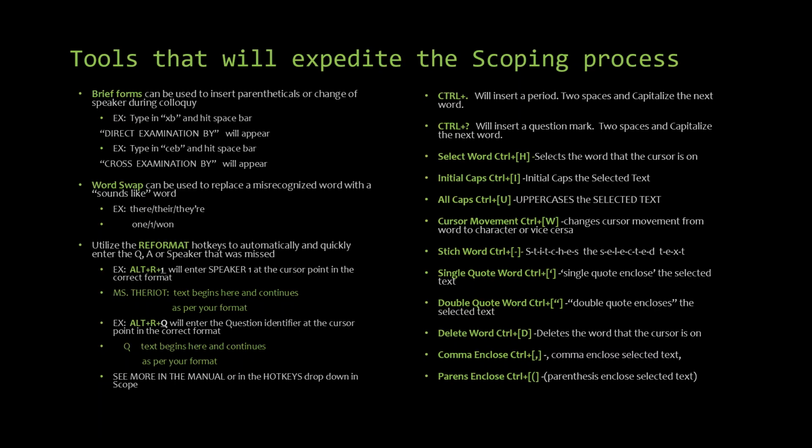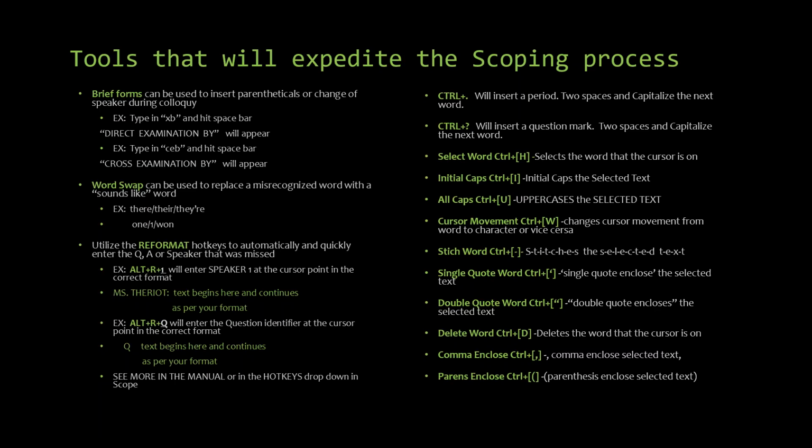Control the cursor movement. That's really neat. I prefer to move by character. So if I'm using the right arrow key and it's moving from word to word, I would hold down the control key and I would hit the W one time. And that would change it from word movement to cursor movement. So it's a toggle. It goes back and forth. The next one, control hyphen, is to stitch a word, such as you would need to do when someone is spelling their name.